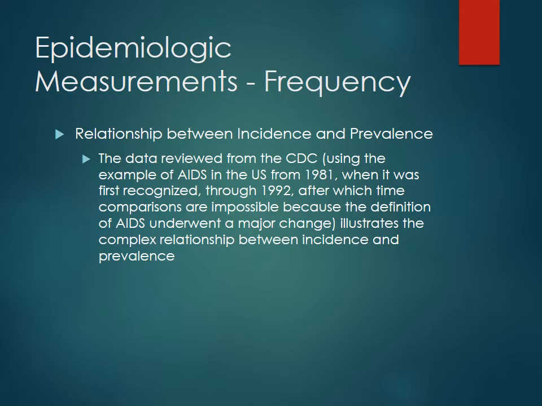Okay, so the relationship between incidence and prevalence: we're going to look at some AIDS data from the early 80s up through 1992. I'll show you how to make heads and tails of that. This is data reviewed by the CDC, using information gathered from 1981, when it was first recognized, up through 1992, after which the comparisons are very difficult to make because the definition of what was considered AIDS underwent a pretty big change. We're going to see that the definition of what you include as cases is very important. You don't want that to change over time because then it's hard to compare apples to apples. This will show the complex relationship between incidence and prevalence.